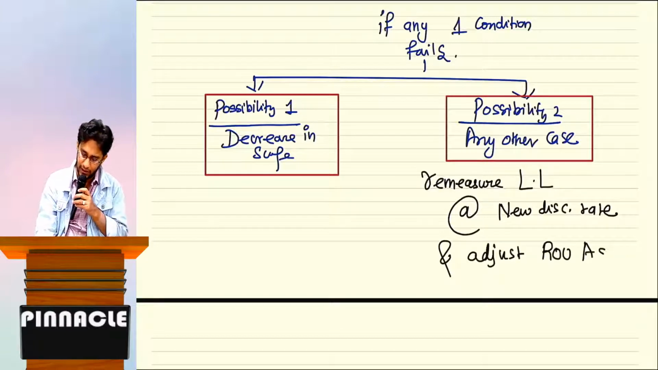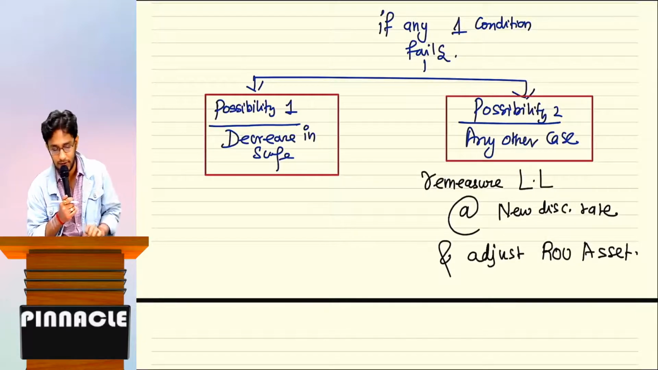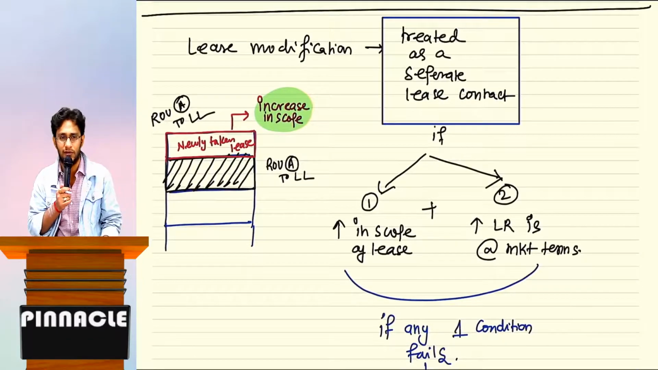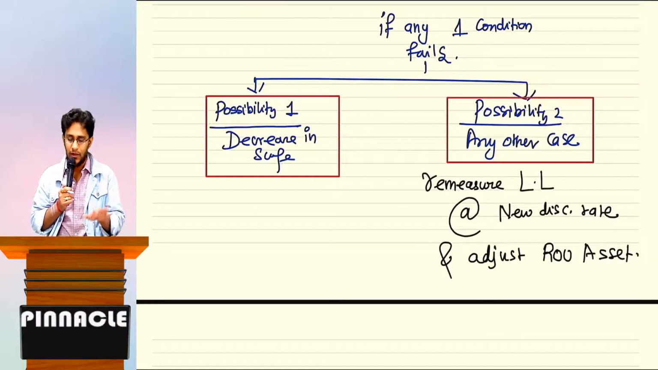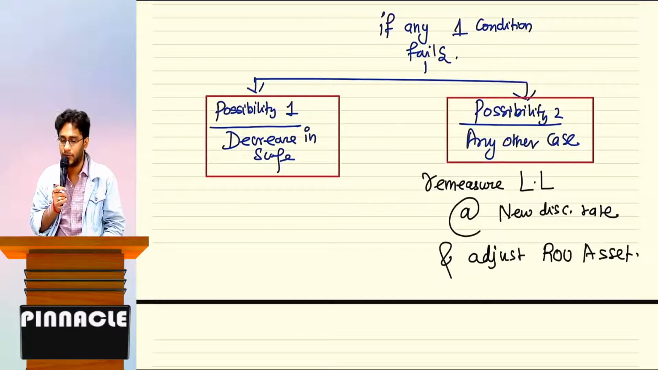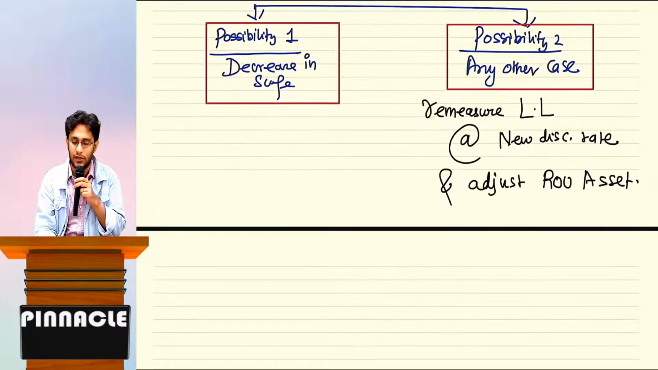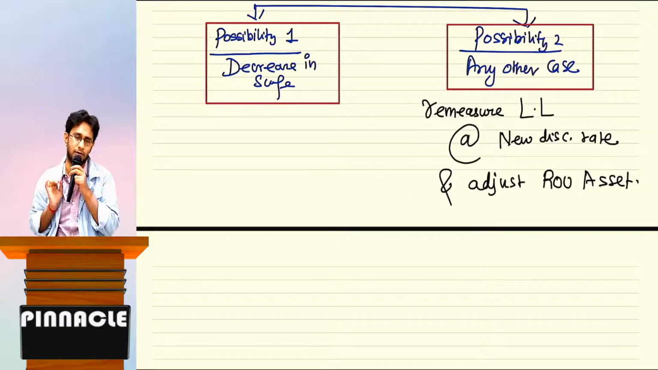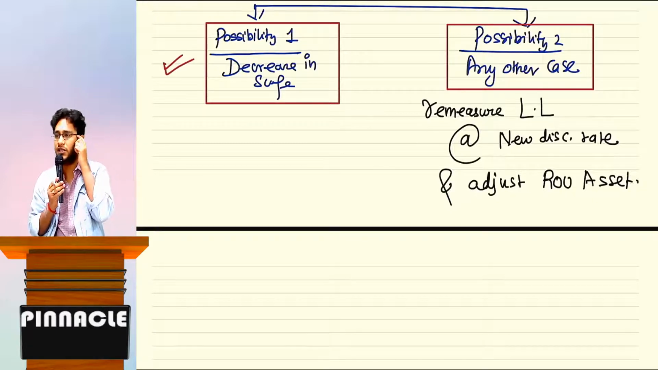So in a way, out of the three possible modifications, the first is easy. ROU asset to lease liability, separately you will write, increase in scope. Second case, not a decrease in scope. If it is not a decrease in scope, whatever you did in reassessment, same thing you will do. Nothing new here also. On the new discounting rate you have to take. The only dangerous fellow is this one, if there is a decrease in the scope.